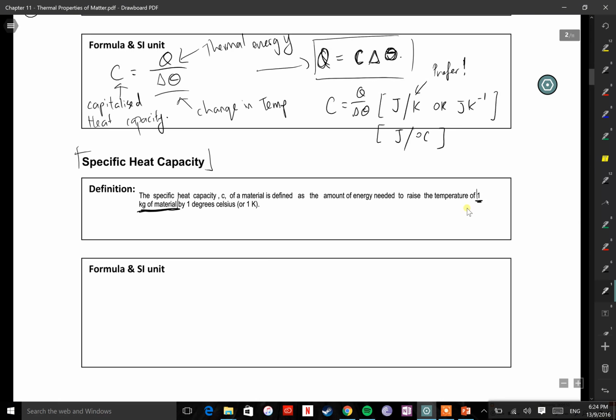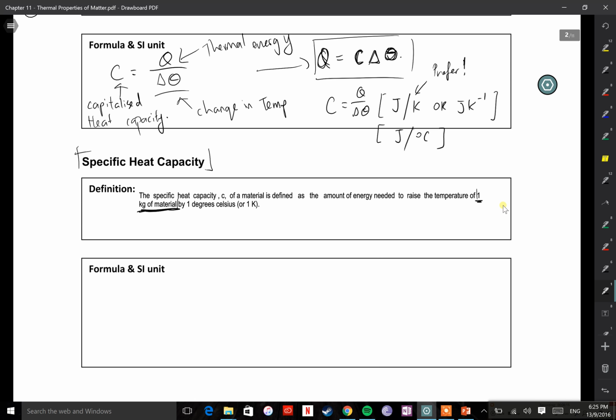Usually specific capacity is a better measure, because if you give people heat capacity, the next question that arises is what is the mass, etc. When you give specific capacity, we know for sure that the mass that you are using is 1 kg of ice or 1 kg of water, etc.